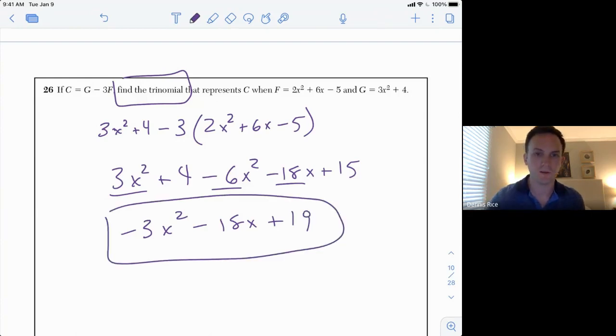Okay, let me just pull out my scoring key here. So if you got that, 2 out of 2. I'm looking at the 1 out of 2. The 1 out of 2.